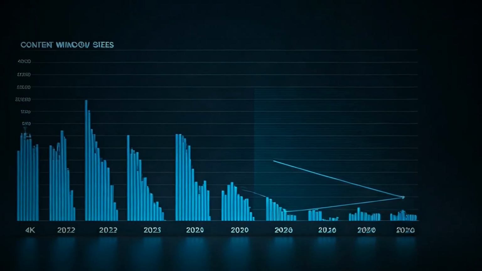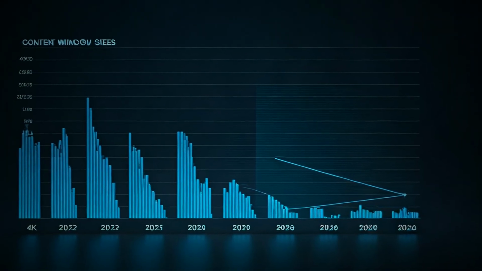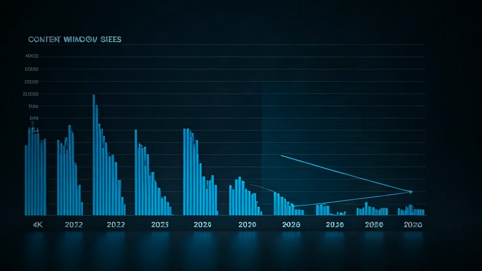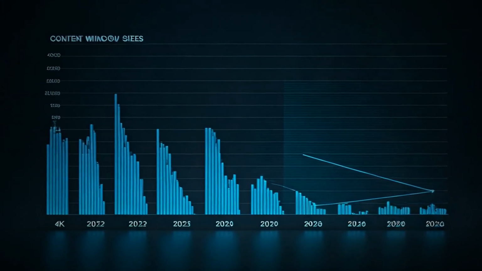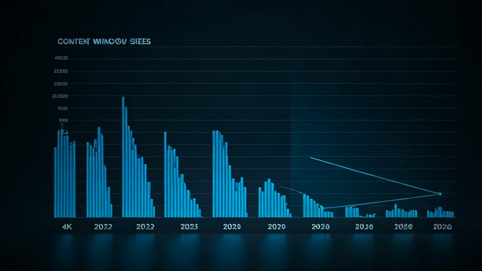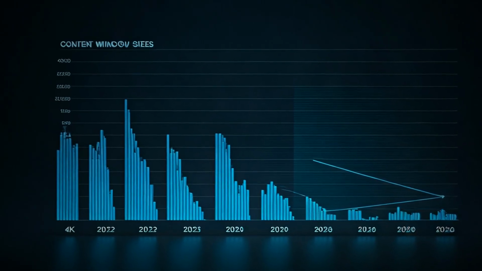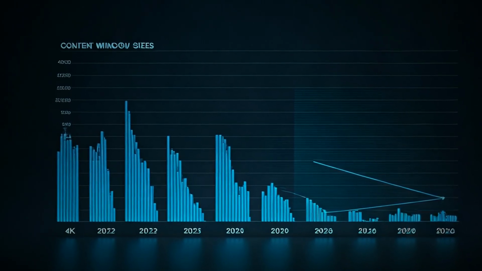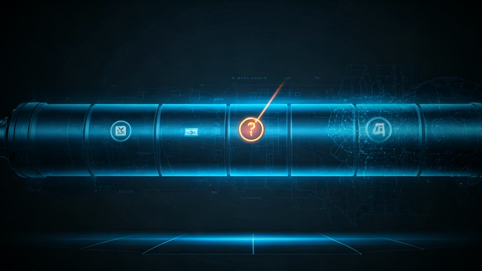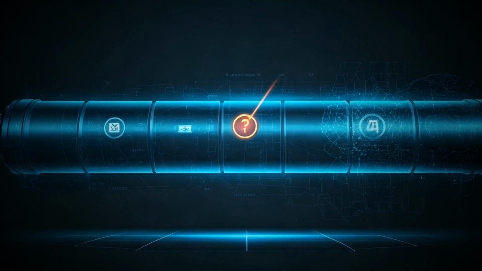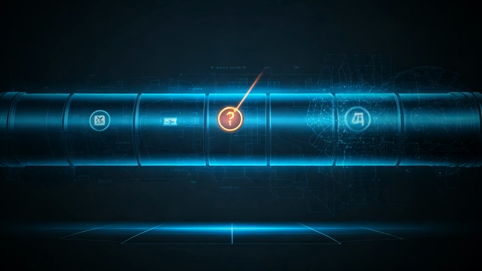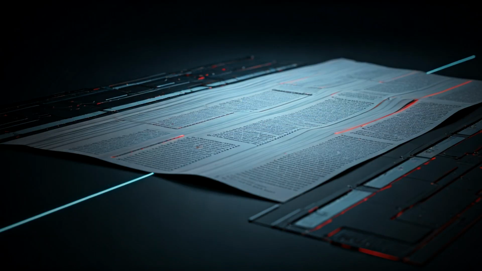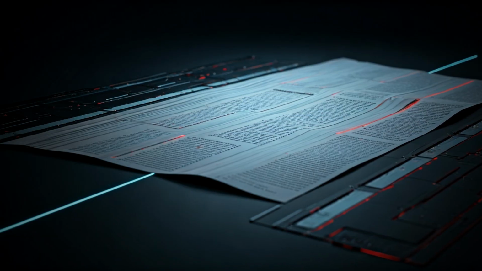Context windows grew from 4,000 tokens to 1 million. Should be dead. It is not. Stuffing 1 million tokens into every call costs real money. Retrieval lets you fetch the 5 paragraphs that matter. There is a step between retrieval and generation that most tutorials leave out. It is the difference between a system that works and one that hallucinates confidently. Hold that. Step 1. Chunking.